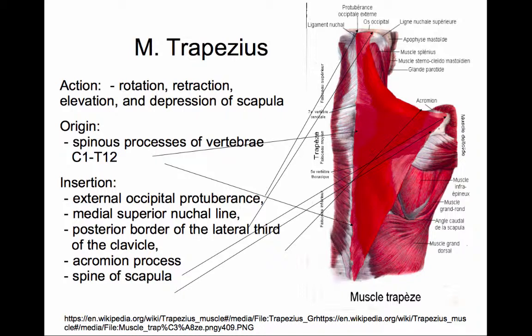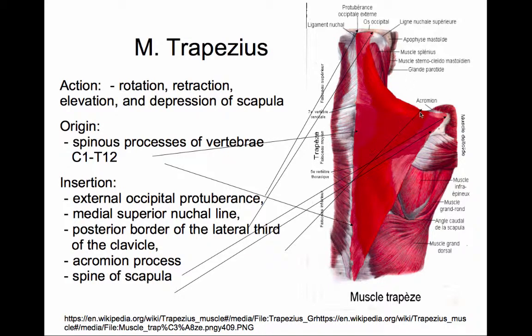The first muscle is called trapezius. The action is to rotate, retract, elevate, or depress the scapula. The origin is in the spinous processes of vertebra C1 to T12. You see, all this way here. Very similar to pars spinalis of erector spinae. The insertion is on the external occipital protuberance. This is a few centimeters above the lower neckline here, and to the side on the superior medial nuchal line.